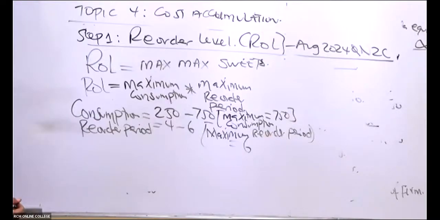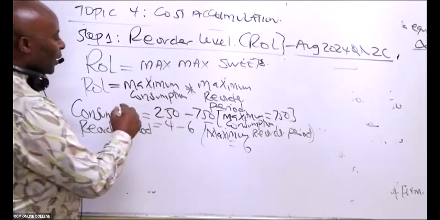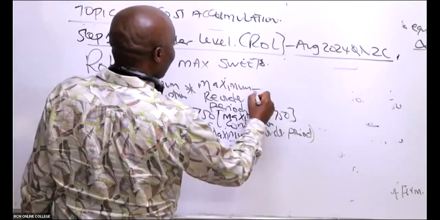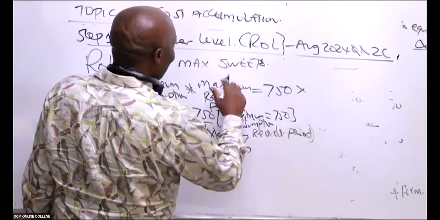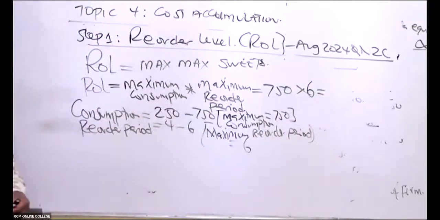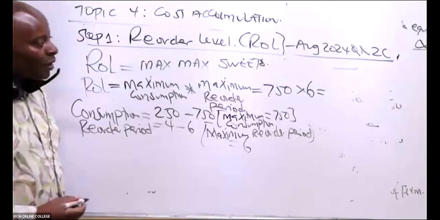6 weeks. So in this case, the maximum consumption by somebody is 750, right? 750 times the maximum reorder period, which is what here? 6. So 750 times 6 gives me how many units? Jane is giving me 4,500.